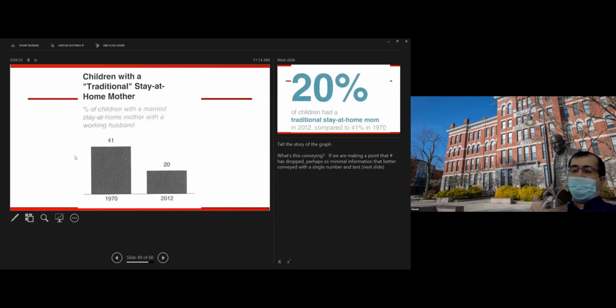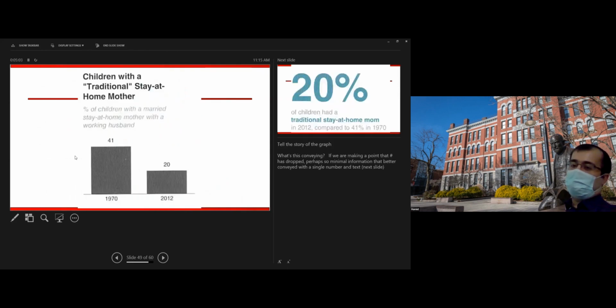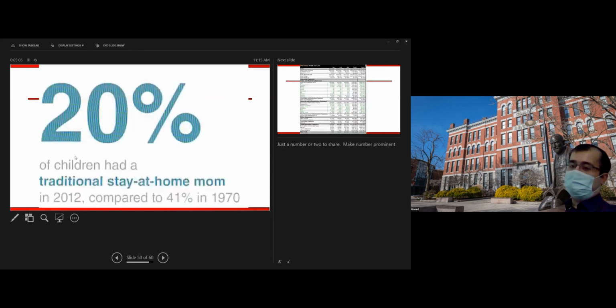Look at this one. We see a bar chart. It's talking about the percentage of children with a married stay-at-home mother with a working husband. So too much text, too many figures. Maybe sometimes you don't need a visualization. Maybe just a number, being more simplistic, is better. These are some suggestions. I'm not saying don't use it, just use this, but these are just one example of how to simplify your visualizations.